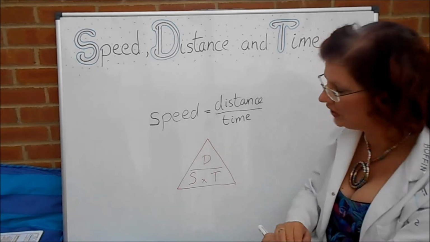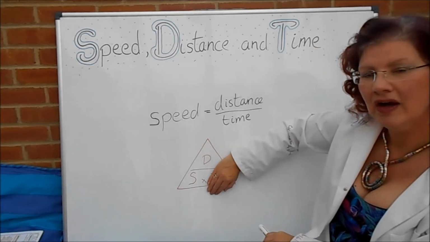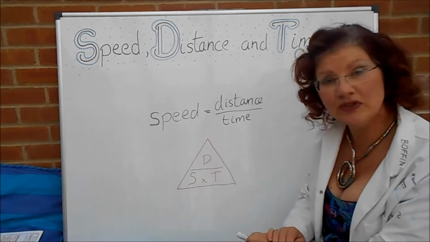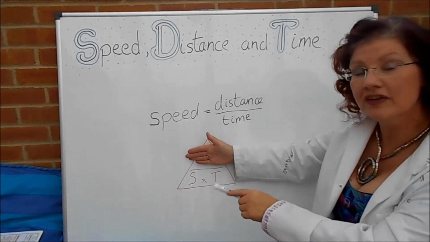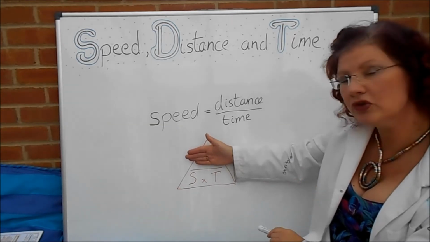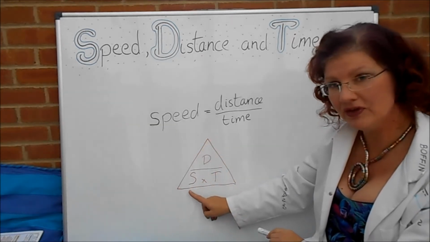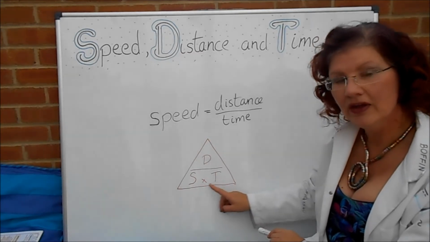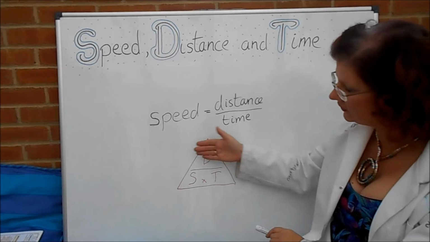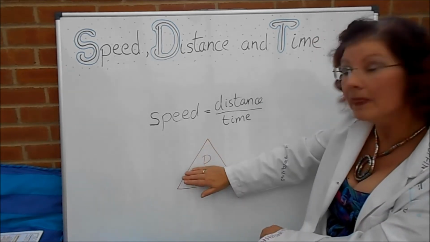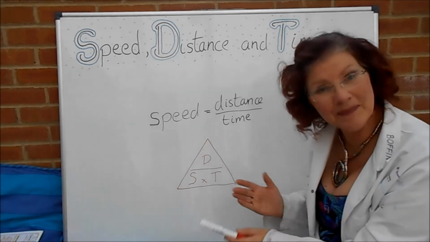However, if you wanted to know the time, you cover up the t and what's left is the formula, distance over speed. And if you want to know the distance, that's speed times time. I'll just show you how that works. Let's say you were travelling with a speed of 30 miles an hour and a time of 2 hours. 30 times 2, that's 60. And yes, 30 times 2, 60 miles. That's the distance you've travelled. Yep, see how it works?